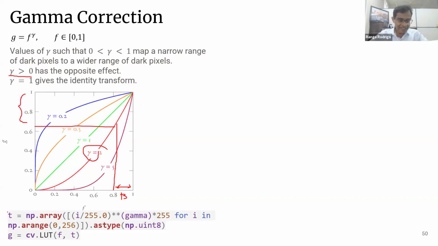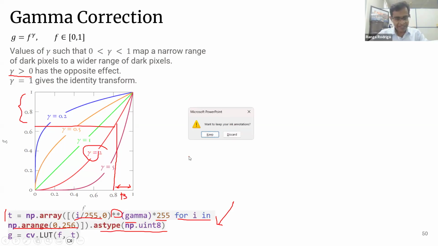But how do you do that? It's very simple. I'm using a NumPy array. So I divide by 255 and raise it to the power of gamma. This is the raising to the power of gamma. And once again multiplying by 255 to get it back to 255, for all i in the range 0 to 255, as type np.uint8. So this is a list comprehension. This is a slightly complicated construction of Python, but we can do that. So I will show this gamma correction.